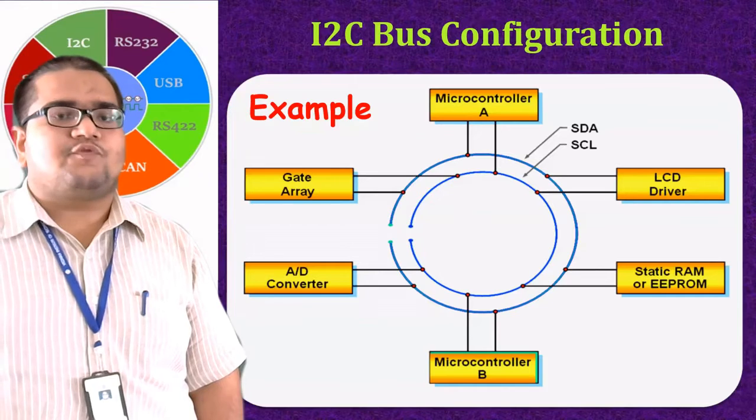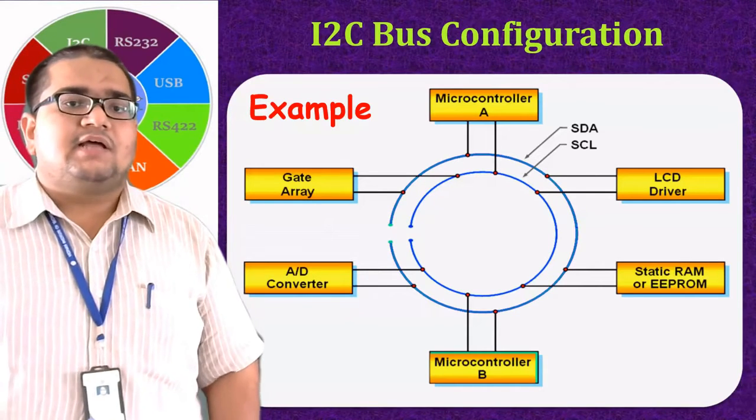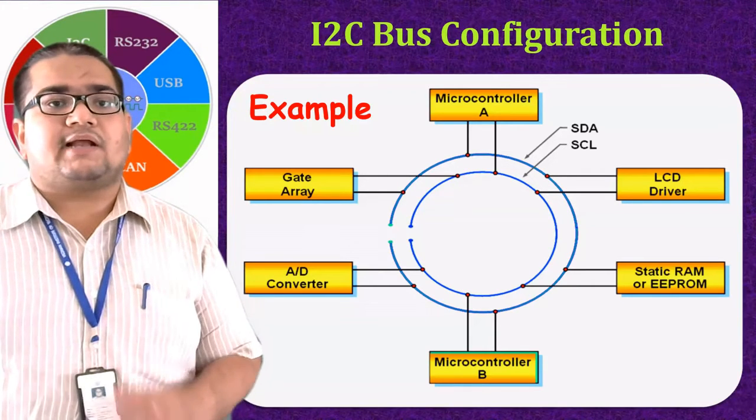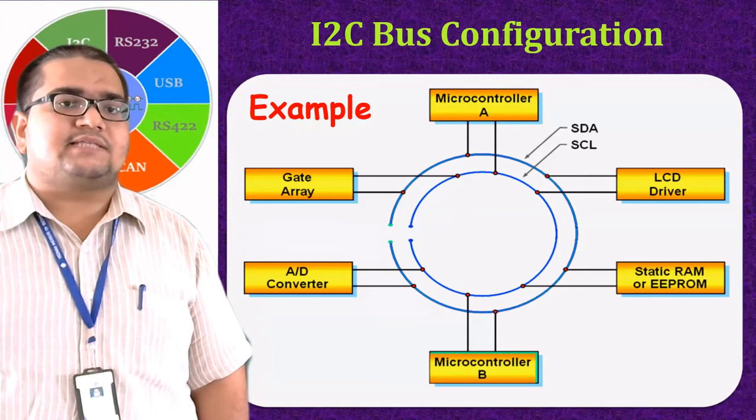This is a general bus configuration using I2C. You can see that we have an embedded system example where two microcontrollers and a few other peripherals are there, and how they are connected to each other via this I2C type of lines, SDA and SCL.